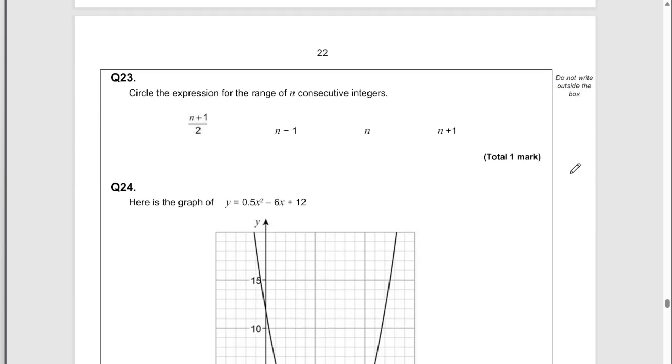Right, question 23. Circle the expression of the range of n consecutive integers. Well, the range of any consecutive integers is going to be the same as the range from the first integer to the last. So if I imagine it's 1 and n, 1 being the first term, n being the last term, it's going to be n minus 1.